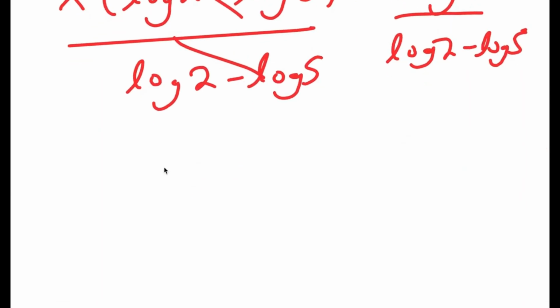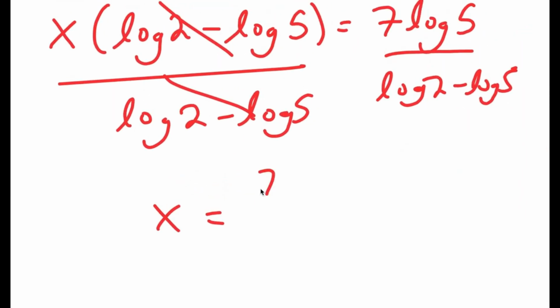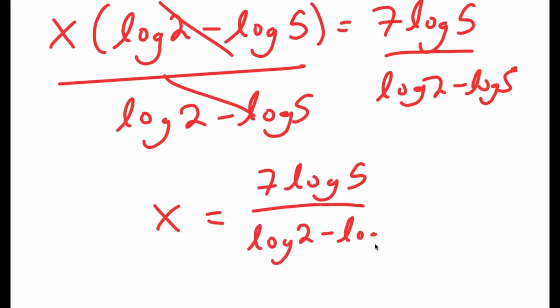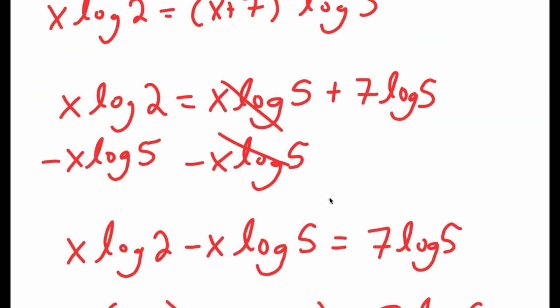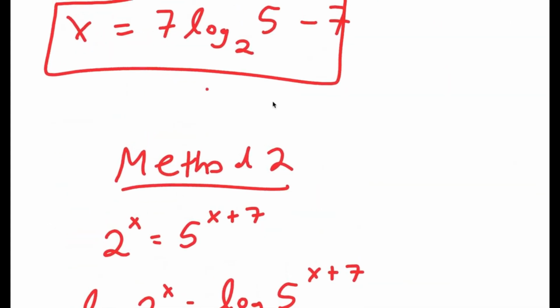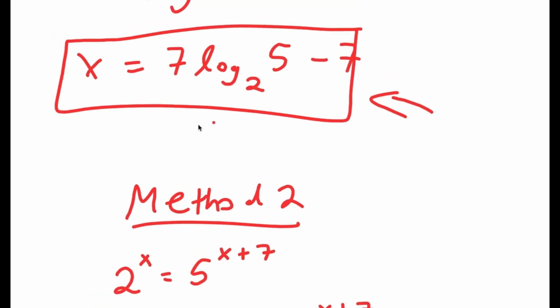So these two cancel out and I get x is equal to 7 times log 5 over log 2 minus log 5, which again simplifies to this. So x equals 7 times log base 2 of 5 minus 7 is my answer.